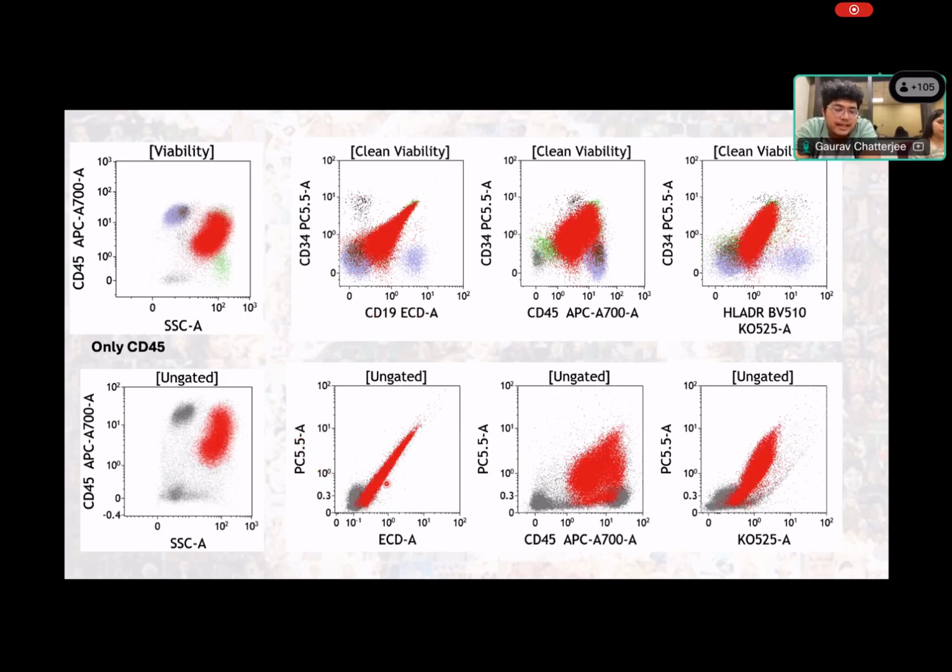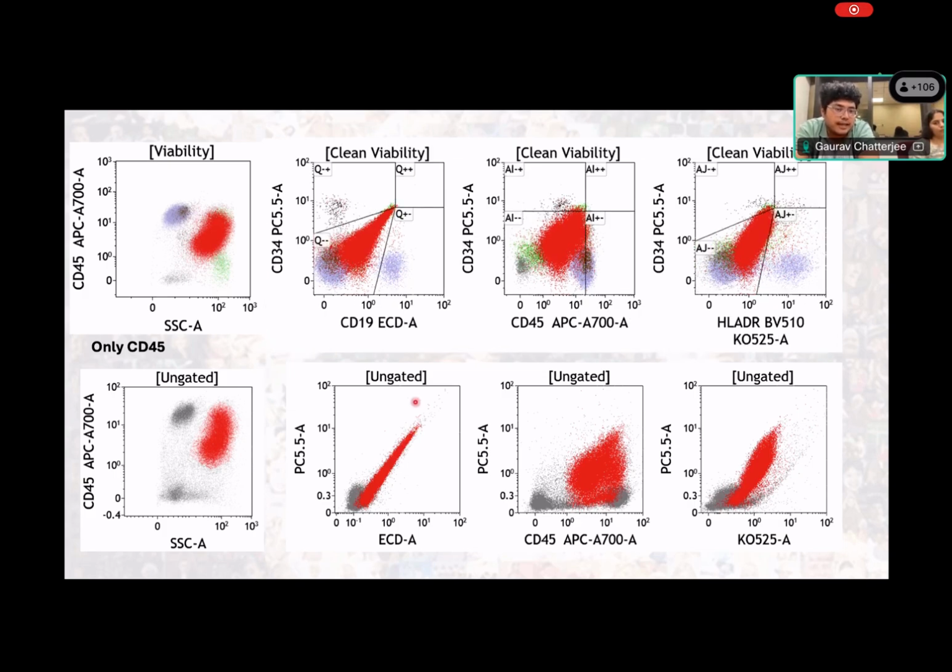It is only PC5.5 and ECD, and you can see that it's showing exactly the same pattern. That means this is just background staining. This is just a benchmark, and only if it crosses this limit can I call it positive. So now if I put a gate based on this benchmark, it seems negative, right? Now it is not crossing the limit that was set based on your benchmarking.